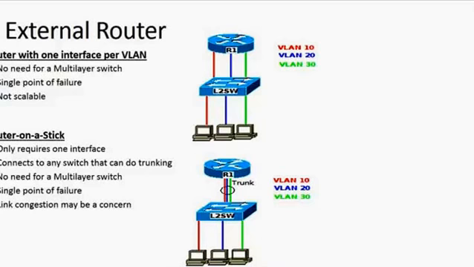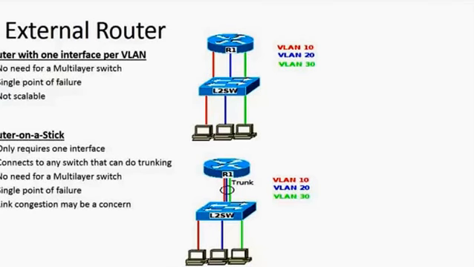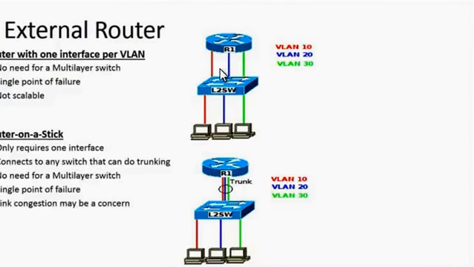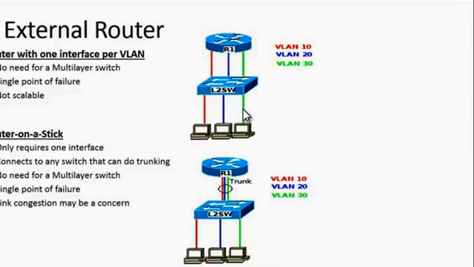So if we look at the first couple, the external router options, we had listed two, the router with one interface per VLAN. And here's the picture. You can see I just logically made a picture of one interface, let's call it FA0/0, FA0/1, FA0/2. In order to service these three VLANs, I've got to have one interface off of the router, one for each VLAN. The advantage, I guess, if you don't have a multi-layer switch, is you don't have to go buy one.